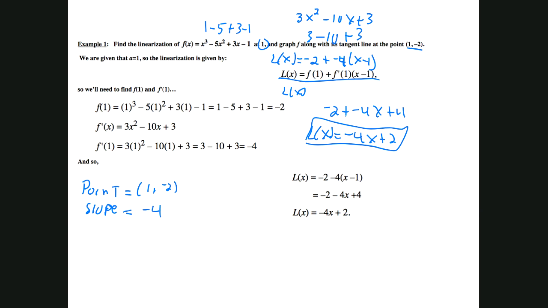So if I use point-slope form, I've got y plus 2 is equal to negative 4 times (x minus 1). But it doesn't look like it's in this form yet, so just solve for y. So I've got y plus 2 is equal to negative 4x plus 4. Subtract off 2, y is equal to negative 4x plus 2.